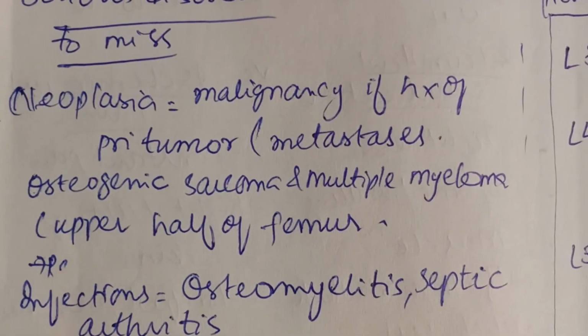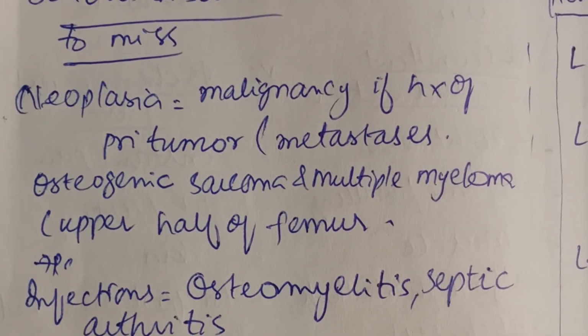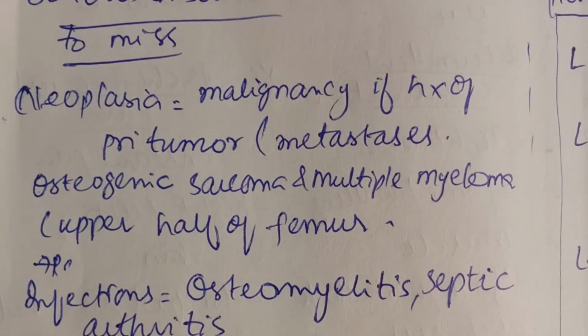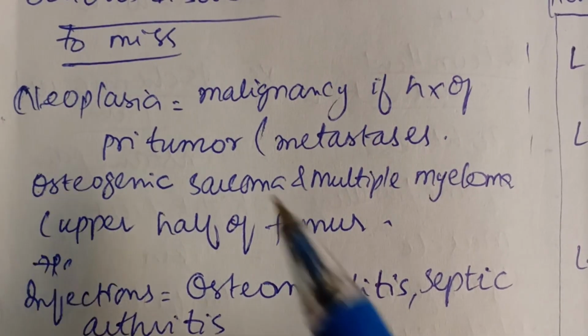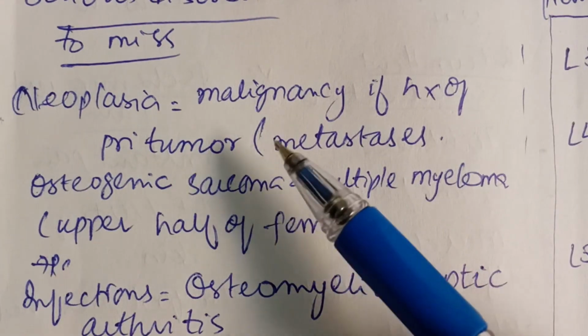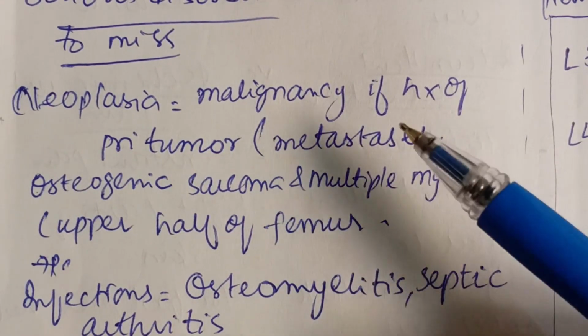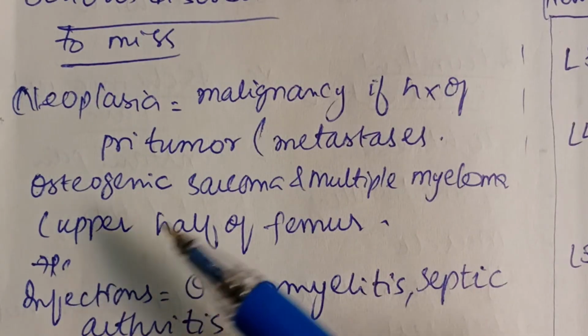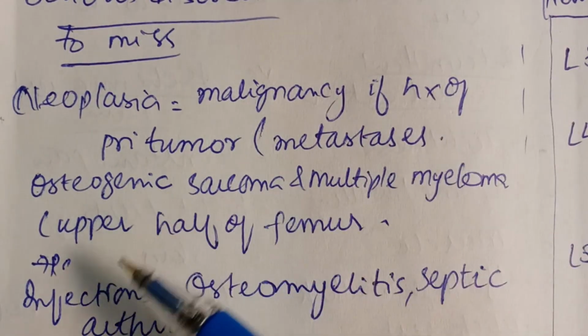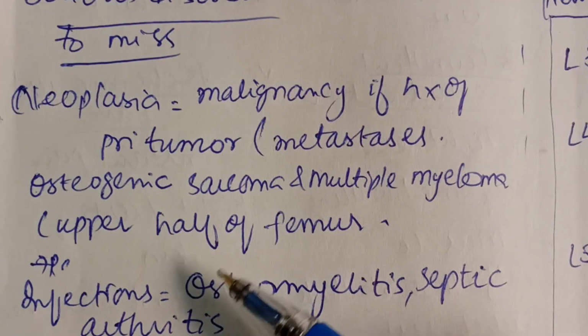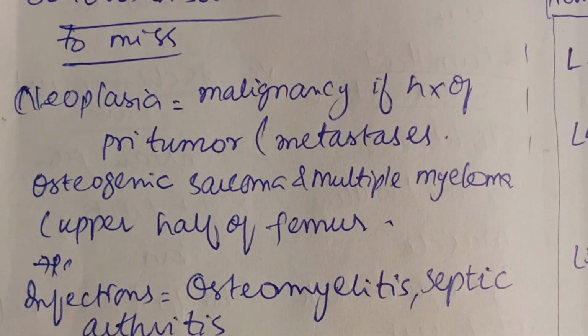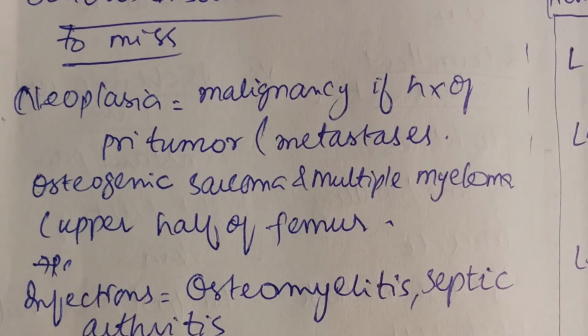Some serious disorders which we should not miss when we are dealing with leg pain can be under neoplasia. In neoplasia, there can be malignancy. If there is a history of primary tumor, there can be metastasis towards the bones, which can cause leg pain. Osteogenic sarcoma and multiple myeloma usually affect the upper half of the femur. We can also have infections like osteomyelitis and septic arthritis, and these are disorders that can be lethal. So we have to pick these disorders early.